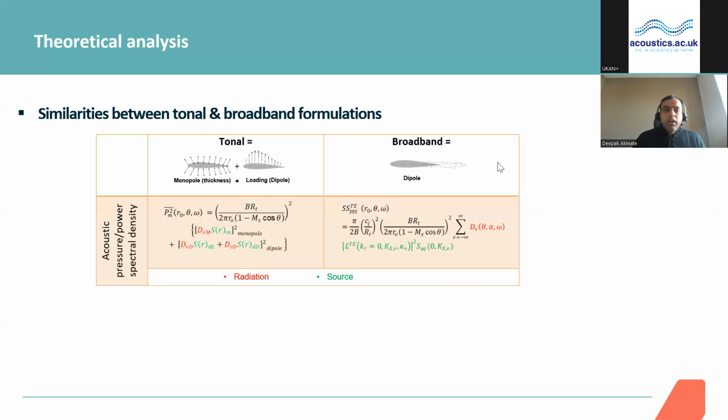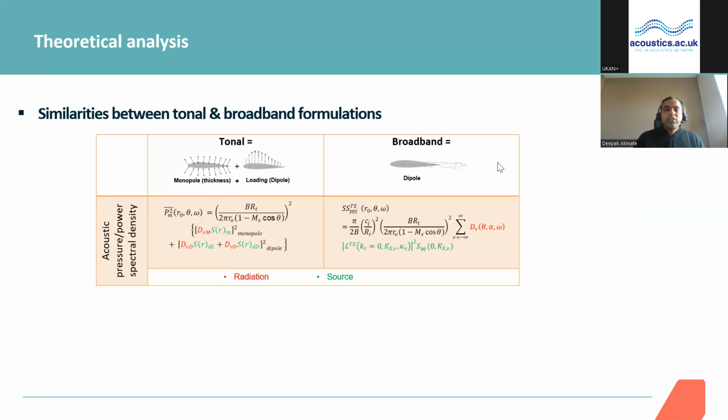So I'll just quickly show how these two formulations have a bit of similarities with each other, and this will be very helpful to explain the overall behavior or the balance between the tone and the broadband noise sources. If you look at just the tonal noise source, obviously it has a source strength which is shown by the green terms, and it has the radiation term associated with it.